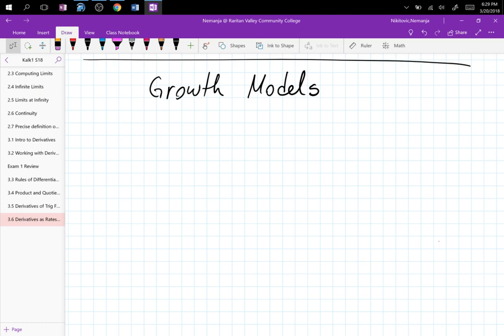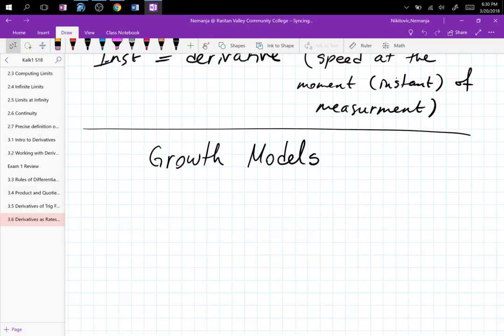Growth models. Let's see. So hopefully you remember those exponential problems from your pre-Calculus 1 class, where we talk about growth of population or decay of mass, the radioactive decay or decay of garbage or whatever. So now we're talking about these because we can also talk about the rates at which the population grows.